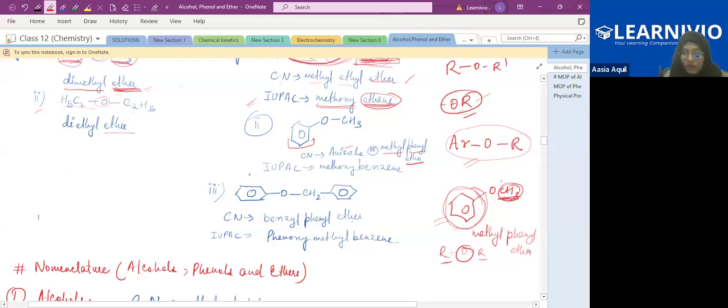But what about the IUPAC name? How do we do the naming? So this is your benzene, this is your ether linkage, and this is your CH3 group. Which group will you take as the parent chain? Because there are two groups, CH3 and your benzene group. Yes, tell me. Yes, Anisa, tell me which group you will take as the parent chain, benzene or methyl group.